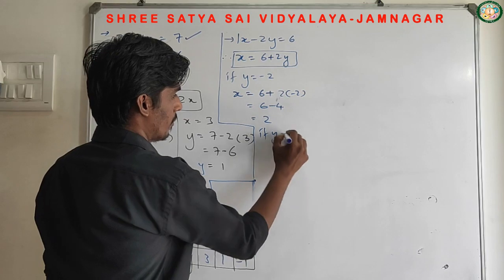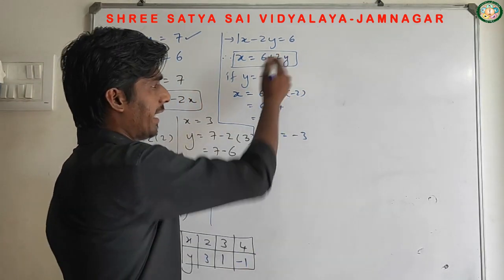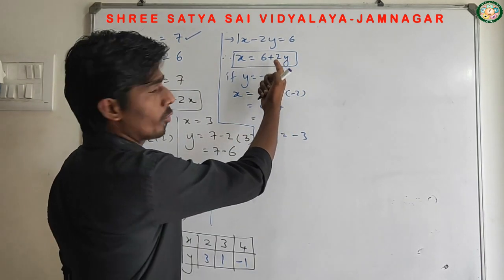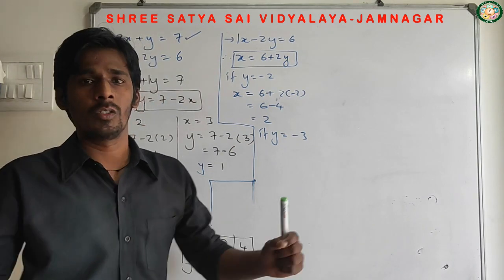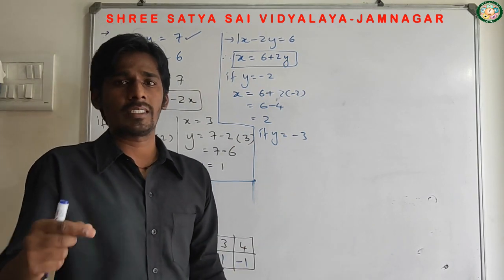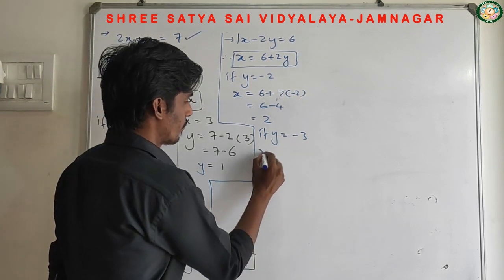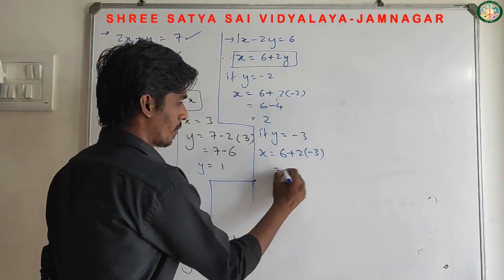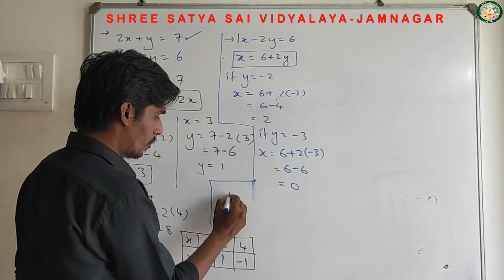If y equals, say, minus 3, you can take any number, but suppose I take positive 3 here. So 3 2s are 6, 6 plus 6, 12. And 12 is quite a big number to plot on a graph. It's not quite convenient. So I am taking a negative number. So this will be x equals 6 plus 2 into minus 3. So 6 minus 6 equals what? 0.